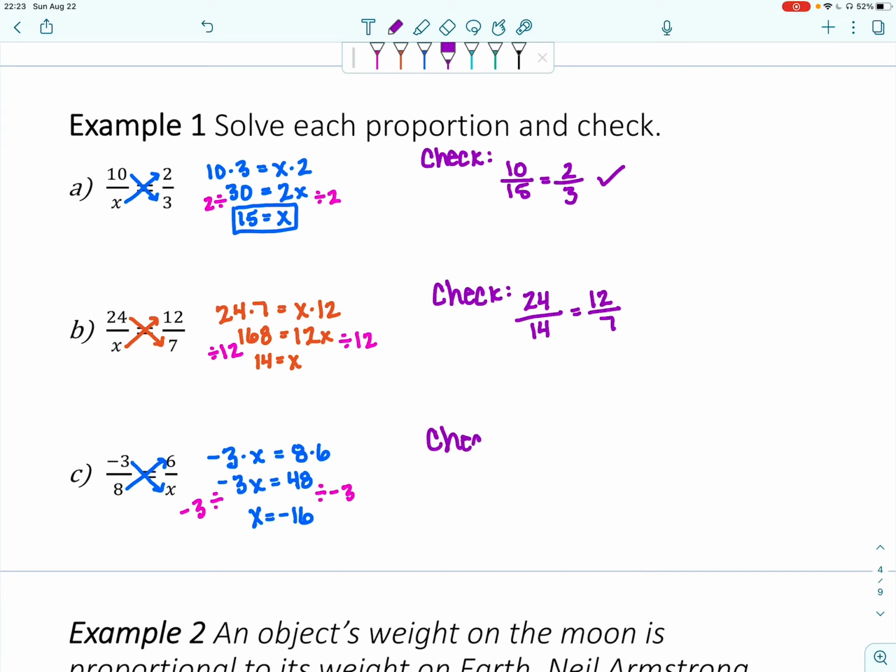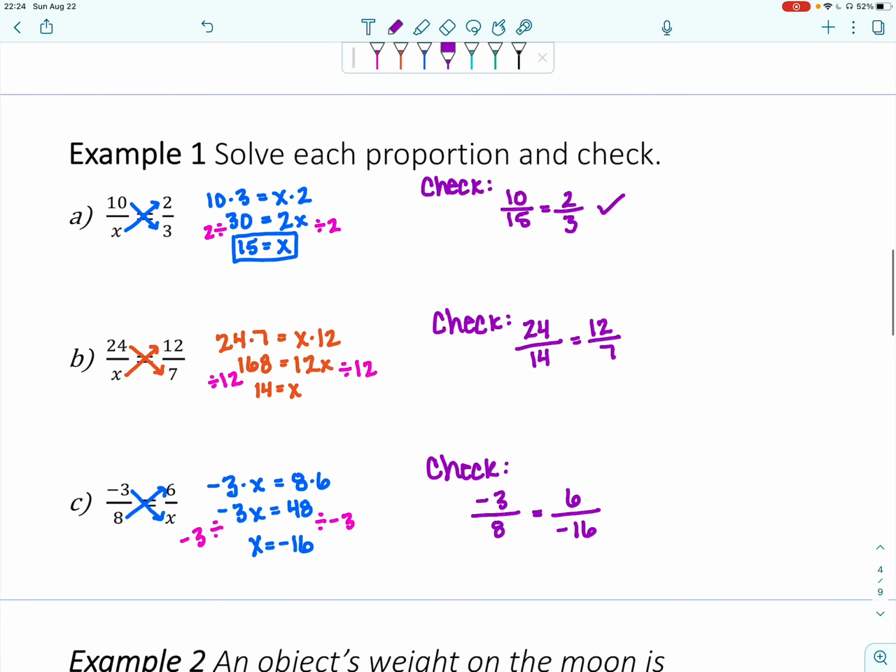And then we can check that by making sure we get the same fraction in our calculator. Negative 3 over 8 equals 6 over negative 16. Since there's one negative in the first ratio, there should be one negative number in the second ratio. And we do have that. So that is good. So those are some basic examples of proportions. It's just a straightforward proportion.